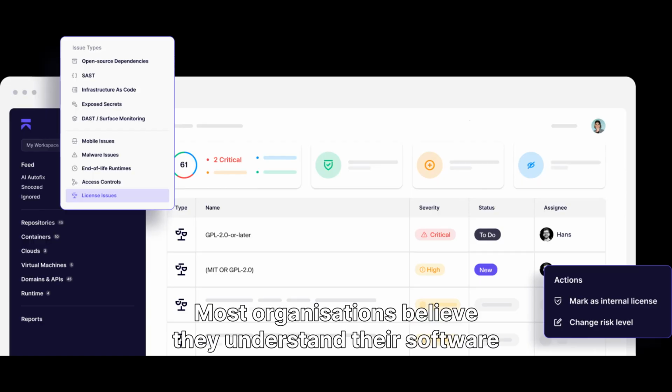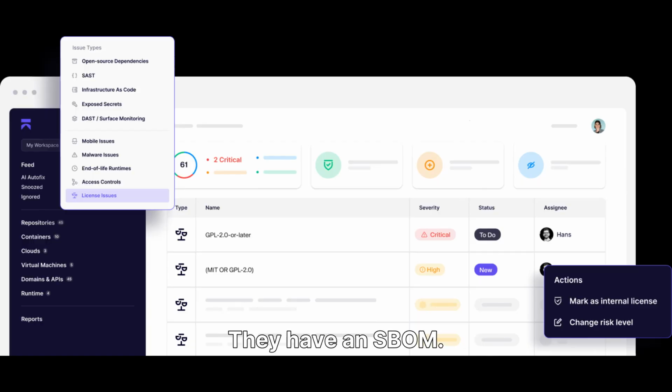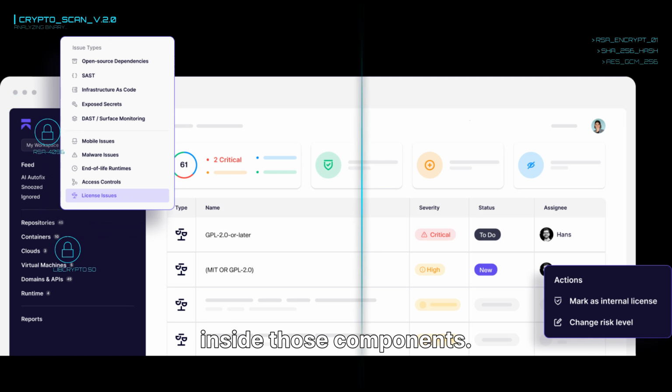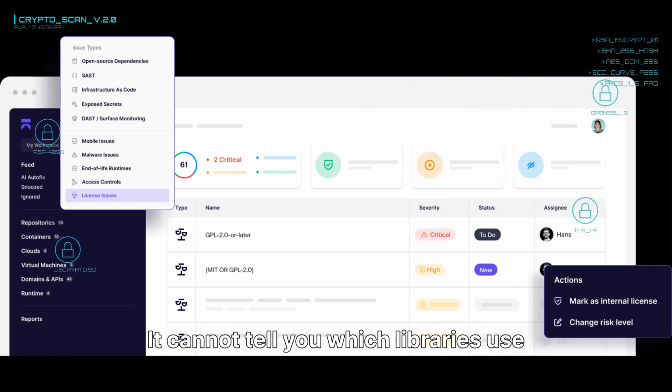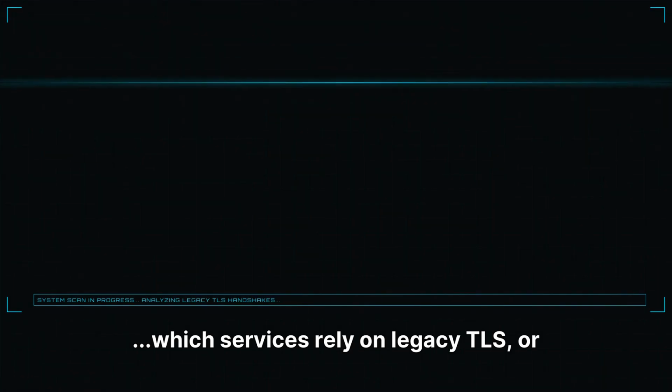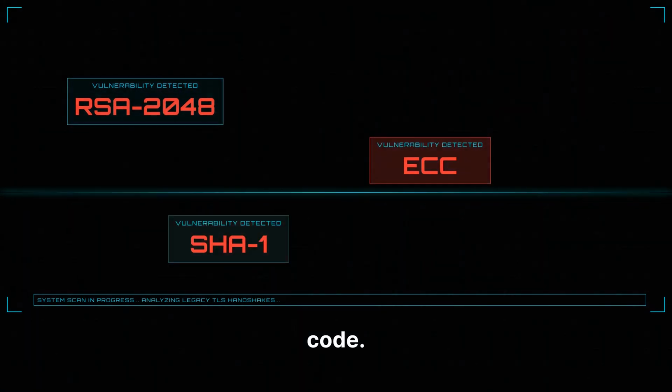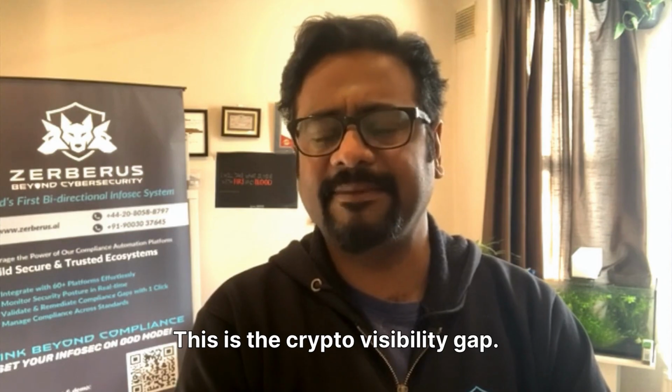Most organizations believe they understand their software supply chain. They have an SBOM. They know their dependencies. But an SBOM cannot see the cryptography inside those components. It cannot tell you which libraries use RSA, which services rely on legacy TLS, or where vulnerable algorithms are buried in your code. This is the crypto visibility gap.